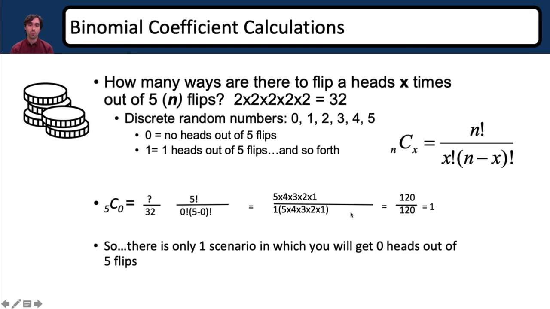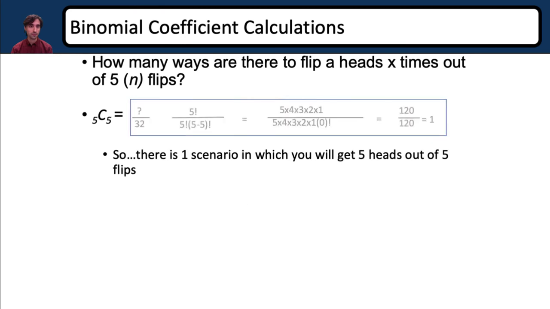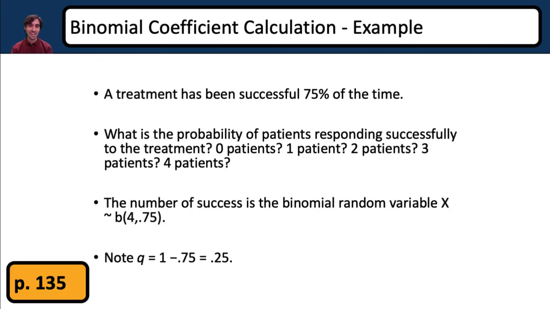So we basically were able to find all of the different combinations or the different scenarios, to find out how many times you flip a coin and see how many scenarios there are. So let's go a little bit further with a binomial coefficient calculation.